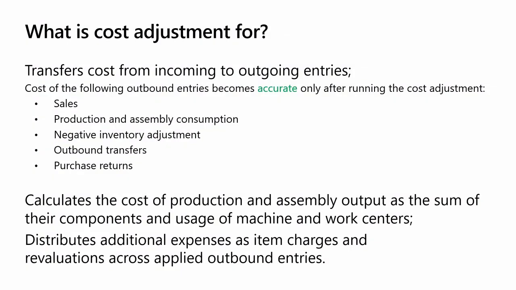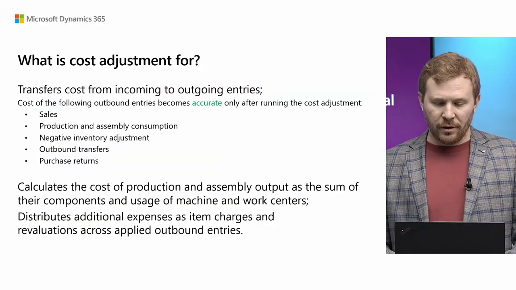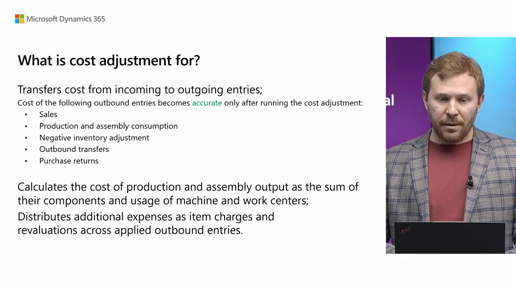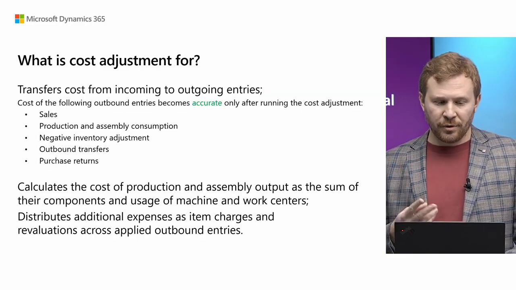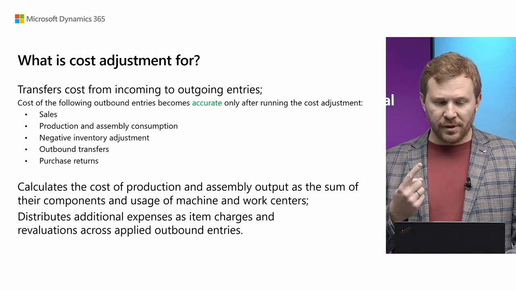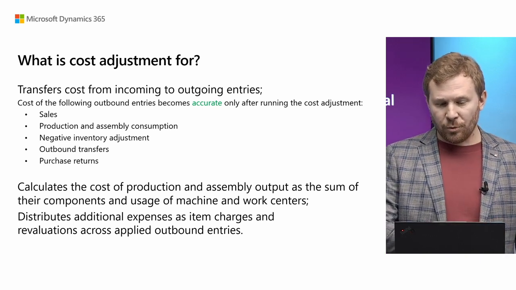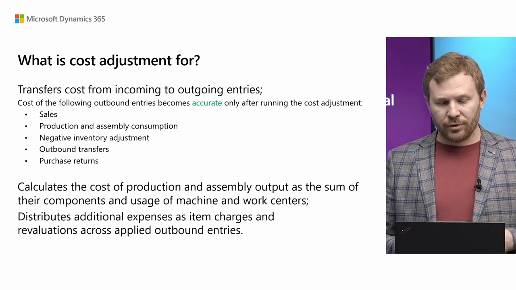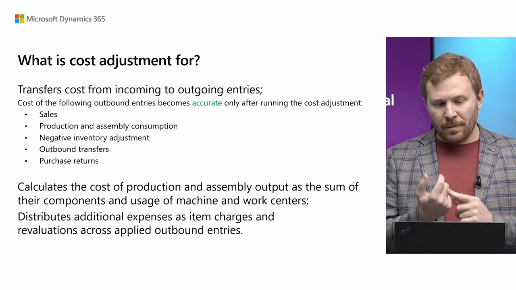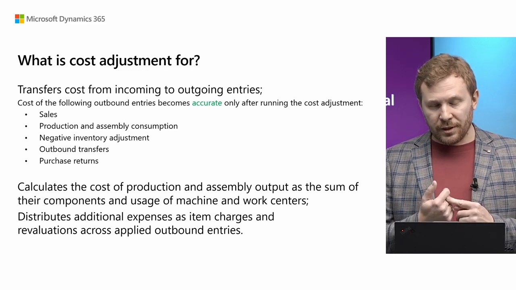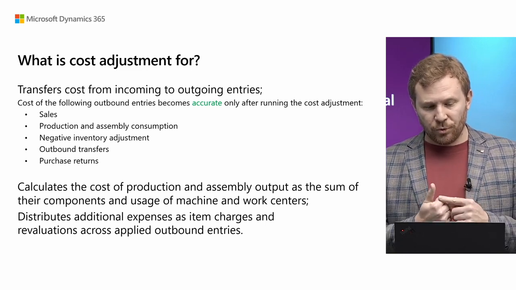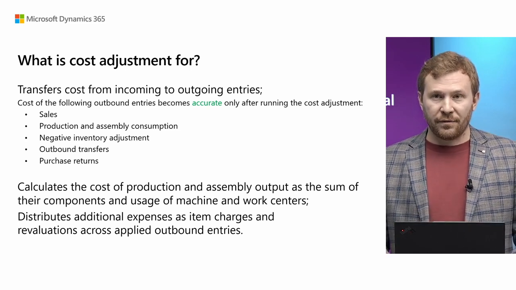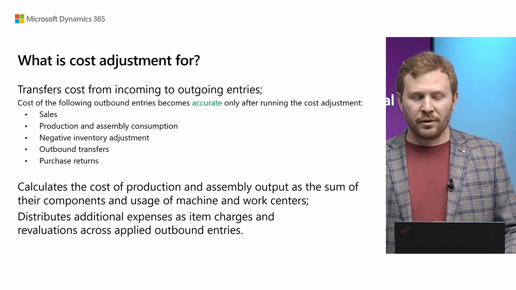The cost adjustment is a key functionality in the inventory valuation in the system. It's aimed at achieving three main goals. First, it transfers cost from inbound to outbound entries, which means that the cost of such outbound entries as sales, consumption, negative inventory adjustment, outbound transfers, and purchase returns will only become accurate after the cost adjustment is run.